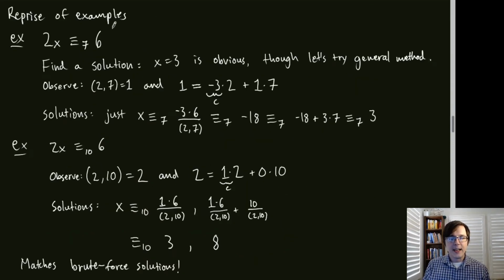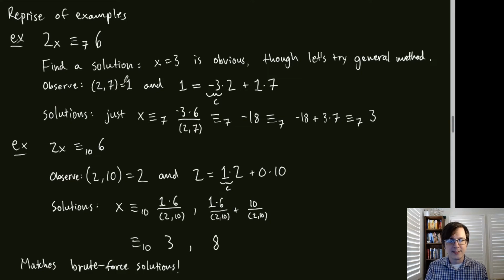Okay, now that we have that theorem in hand, let's solve the examples from before in this more rigorous way, where we don't make a table. So we have 2x is congruent to 6 mod 7, and well, one thing is 3 is just an obvious solution for both of them. So we have a particular solution immediately, which is nice. But I just wanted to mention how we compute it with this more general method.